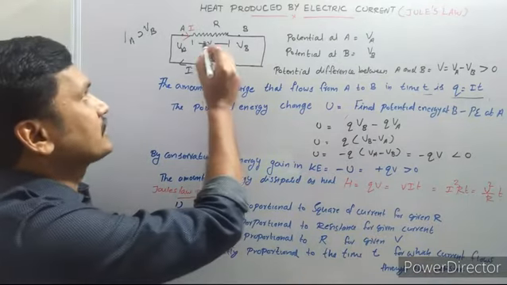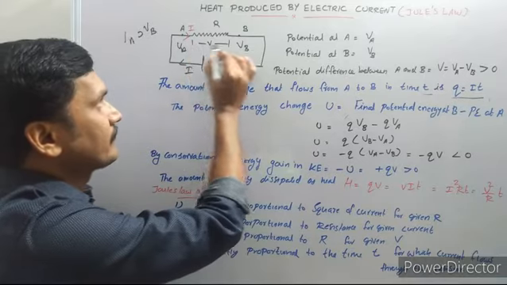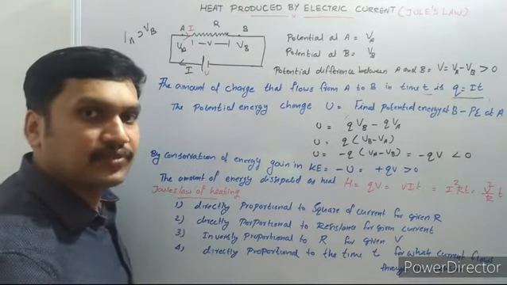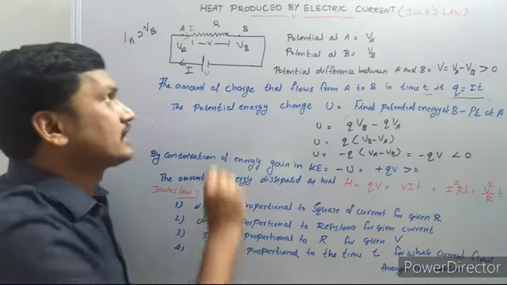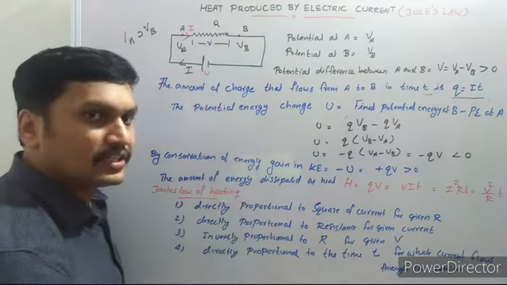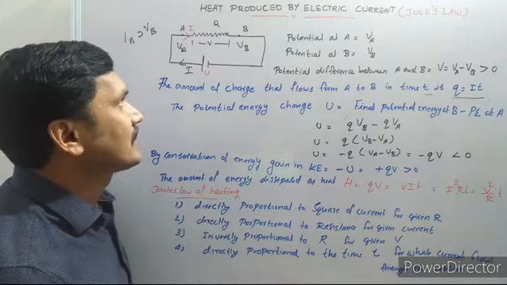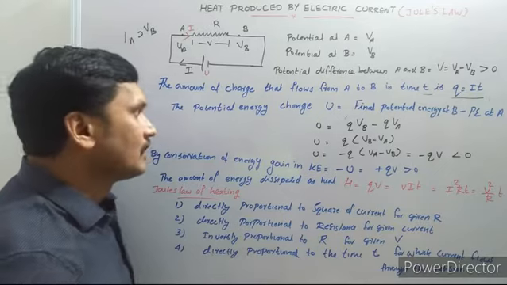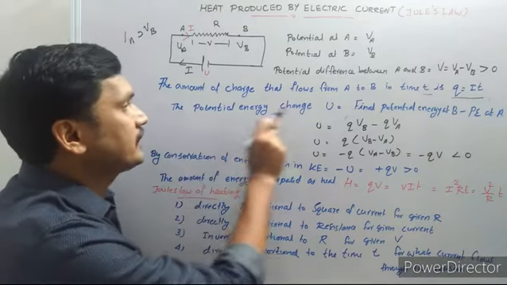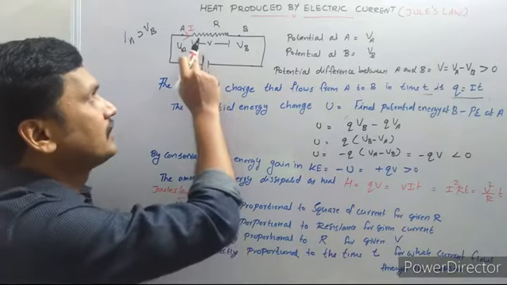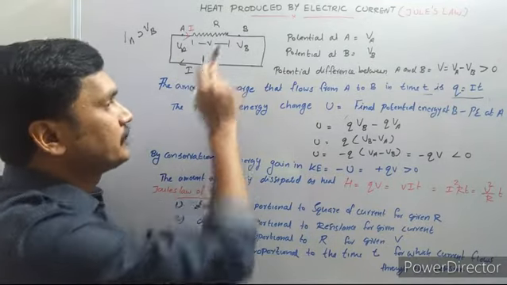Once the charge is moving from A to B, there will be a decrease of potential energy for the charges because the charge is moving from a higher potential to a lower potential. So the potential energy of the charge will change. Usually it will decrease. Now find what is the change in potential energy, or the decrease in potential energy, when the charge is moving from A to B.